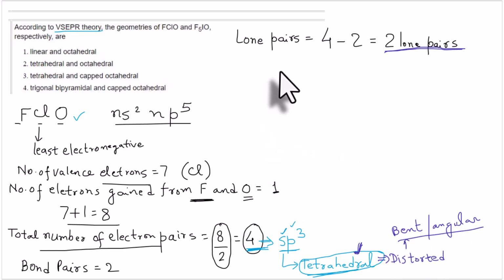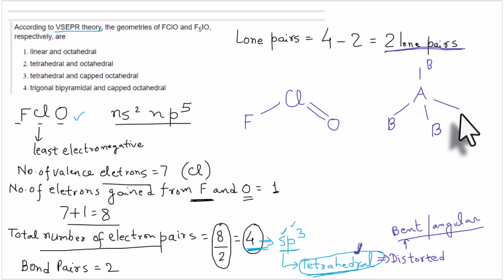So we can imagine like FClO, so how it should be arranged. So Cl is the central atom, and then there is a doubly bonded oxygen, and then we have fluorine. Okay, and then there could be the two lone pairs. So tetrahedral geometry is like this. Okay, so 3 here and 1 on top. So AB like this, AB4. So similarly, there could be these two lone pairs also somewhere here arranged like this.